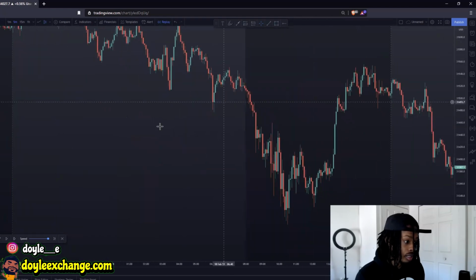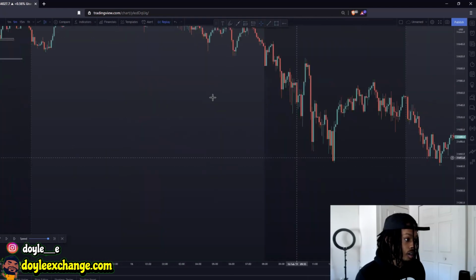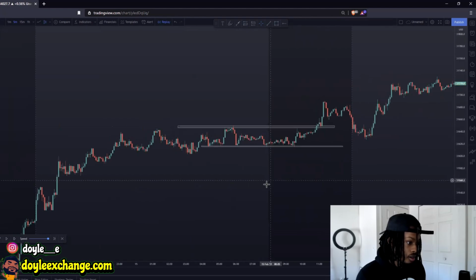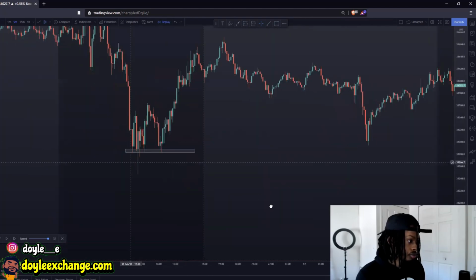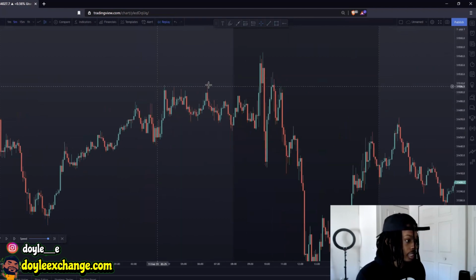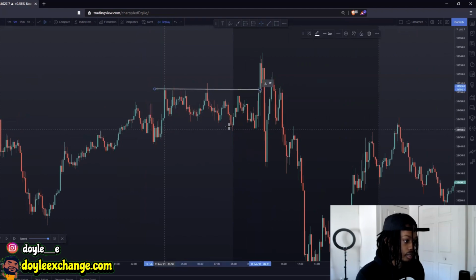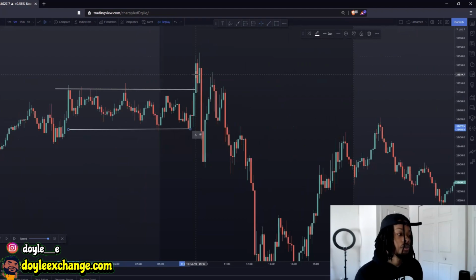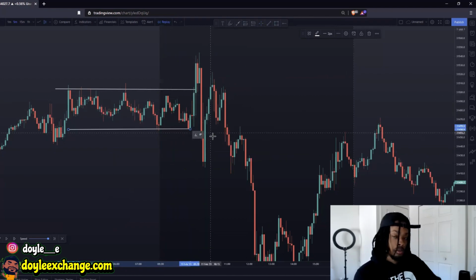I thought I had one marked up, but we are going to just draw one right now. So what do we have here? We have consolidation, right? It pushes up. Does it continue up? No, it does not. It pushes back into the consolidation, then breaks below. Now, this could be a spike up to go the other way. This is retail getting stopped out to go the other way.